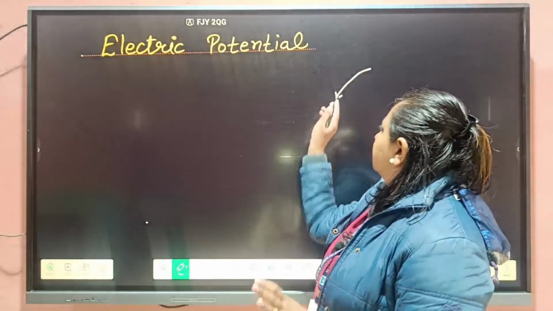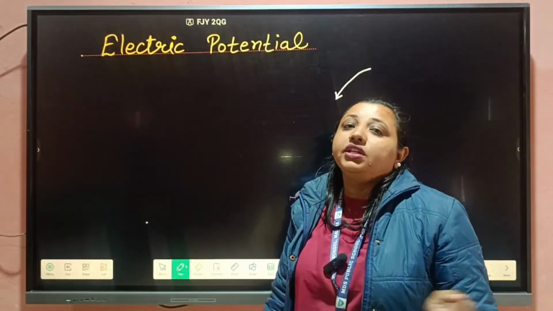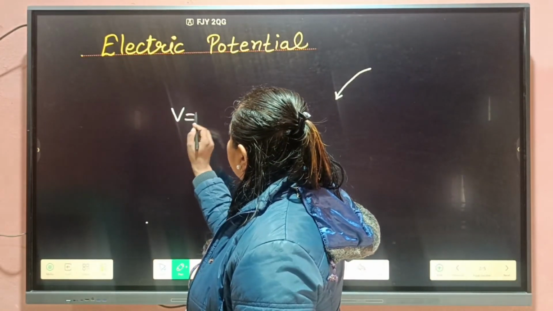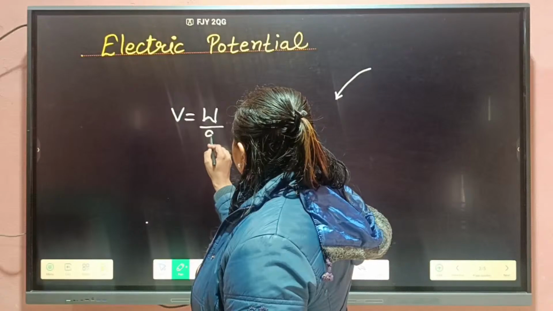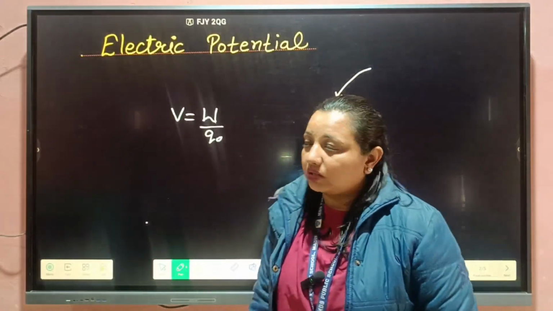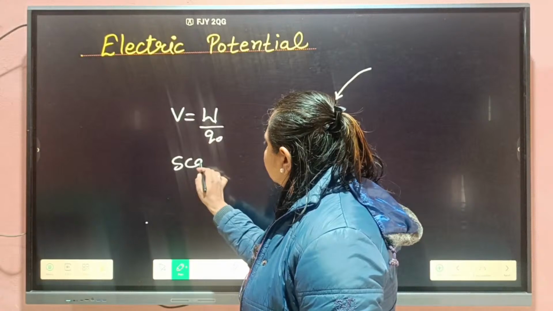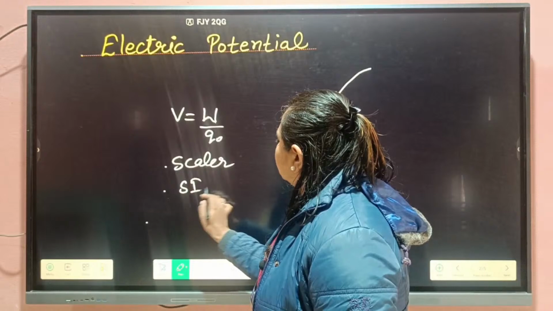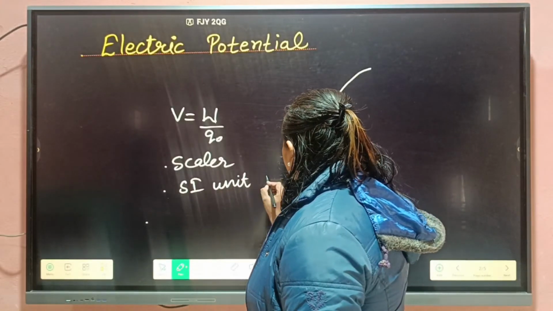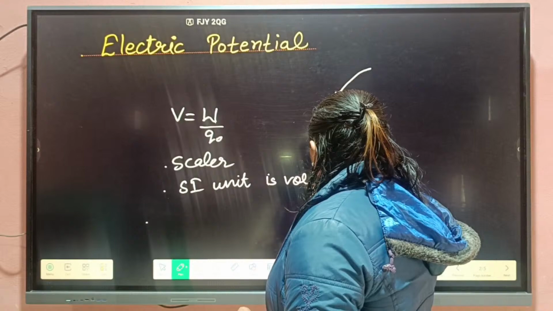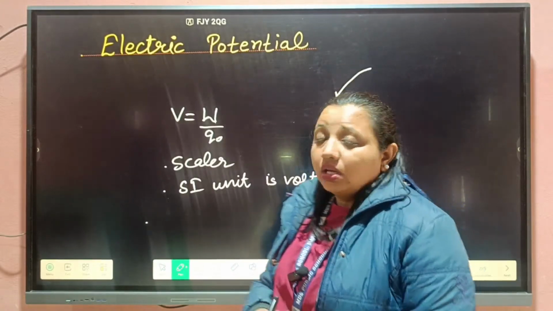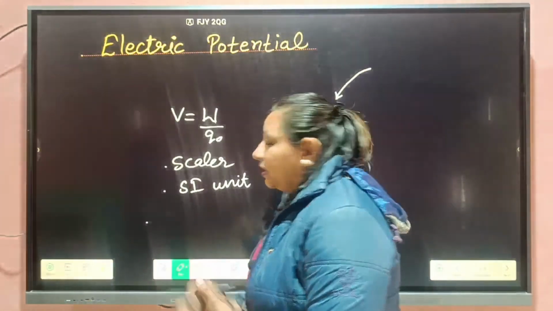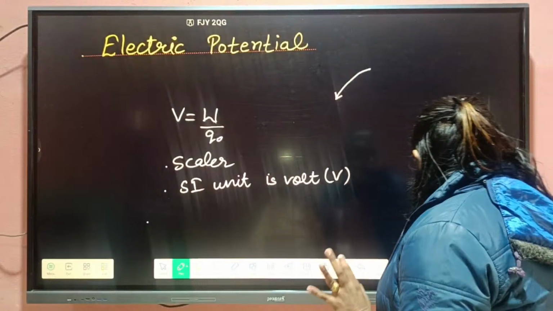So that work done on a unit charge, to move a unit charge, is stored in the form of electric potential. It is represented by V. So V is equal to work done per unit positive charge. It is a scalar quantity and its SI unit is volt, which is represented by V. The instrument or the device which is used to measure potential is voltmeter. Okay? So voltmeter is a device.